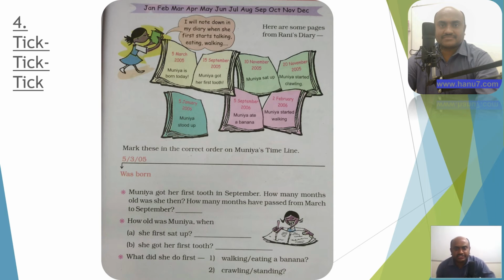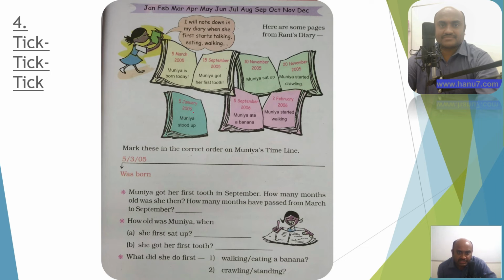Now Rani noted down the important things in the growth of her sister. From her diary, these are the pages. On 5th March, Munia was born. 15th September, Munia got her first tooth. 10th November, Munia sat up. 20th November 2005, Munia started crawling.